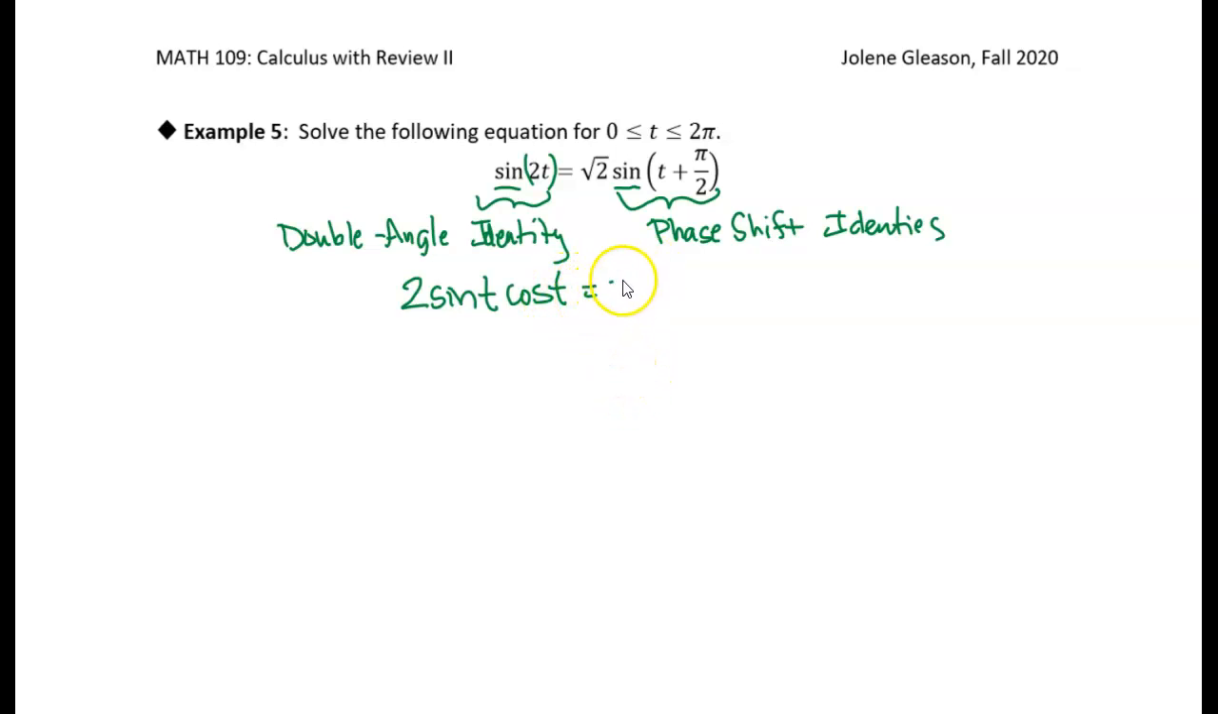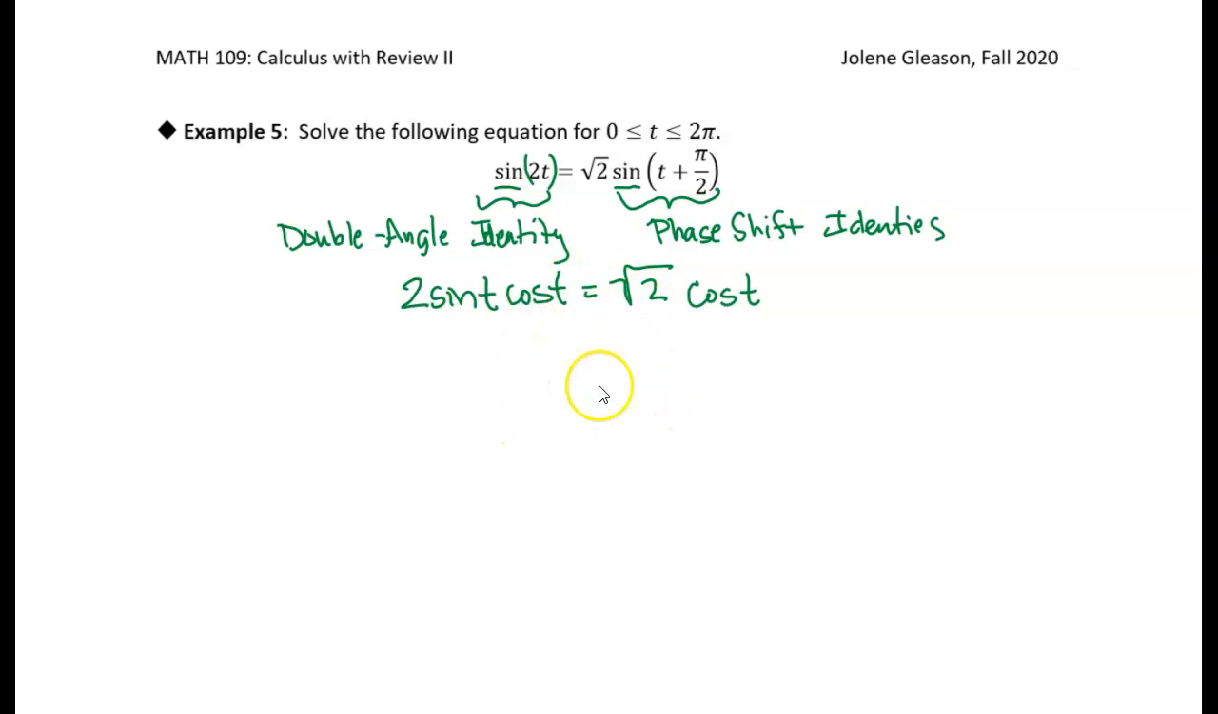And then over here, I've still got the square root of 2, but I'm going to replace the sine of t plus pi over 2 with the phase shift identity. Now remember that if I take the sine function and shift it to the left by 90 degrees, what I've got is essentially the cosine function. So I can replace the sine of t plus pi over 2 with cosine of t. So now I have trig functions that are all in terms of t, which is just going to make it easier if the input to the trig functions is the same.